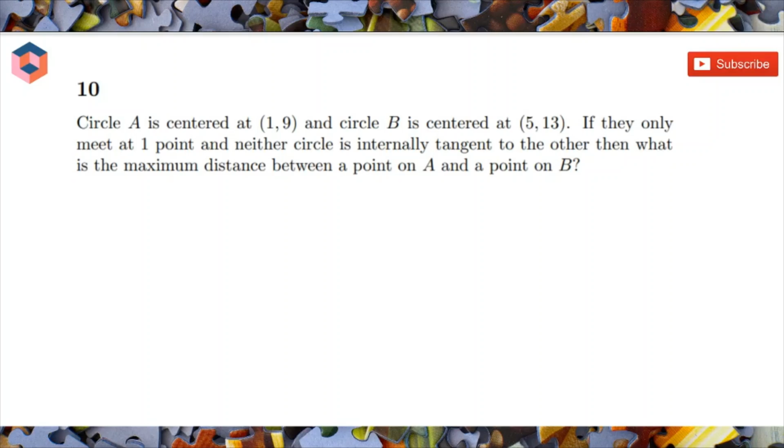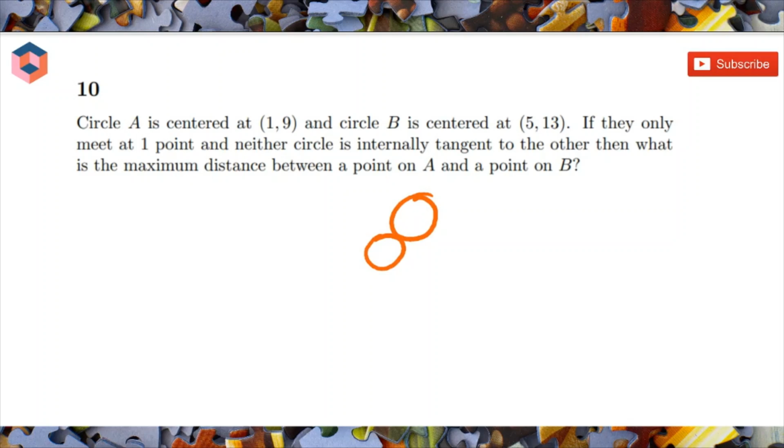Number 10. Circle A is centered at 1, 9 and circle B is centered at 5, 13. If they only meet at one point and neither circle is internally tangent to the other, then what is the maximum distance between a point on A and a point on B? Now, I'm not even going to draw a coordinate plane, but just the circles, just to get a rough sketch of our drawing. We have circle 1 and another circle.